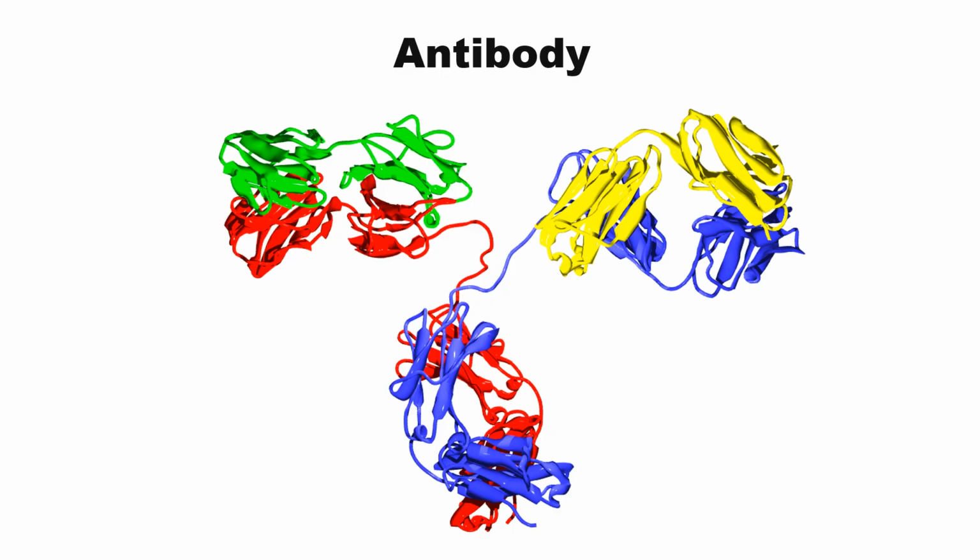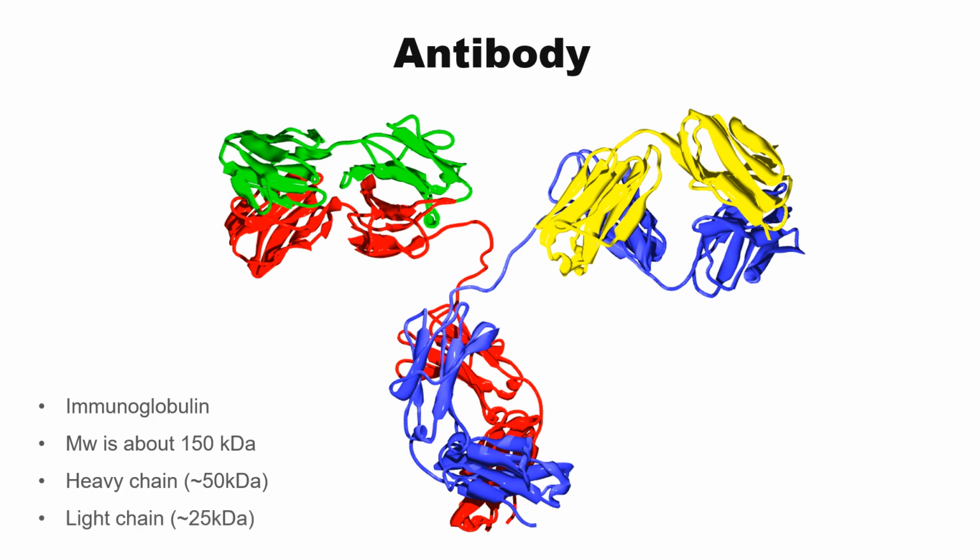Antibody is a Y-shaped protein. Antibody is immunoglobulin protein, and the molecular weight is approximately 150 kilodalton. And the heavy chain here, the red color and also this blue color, is a heavy chain. Each of them is about 50 kilodalton. And the light chain is green color and yellow color. Each of them is about 25 kilodalton.